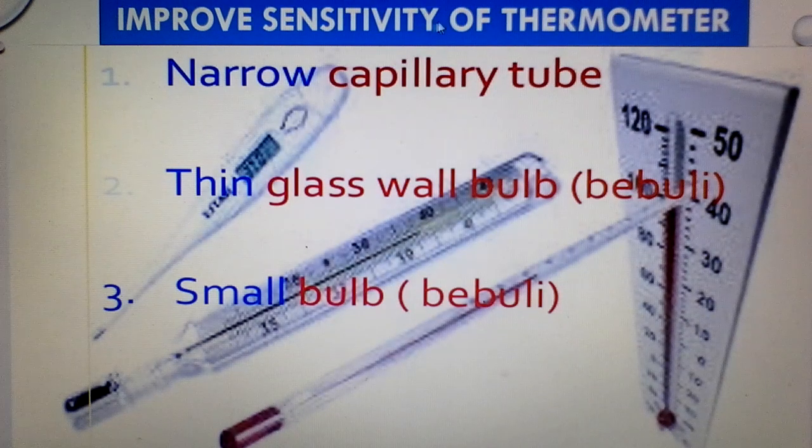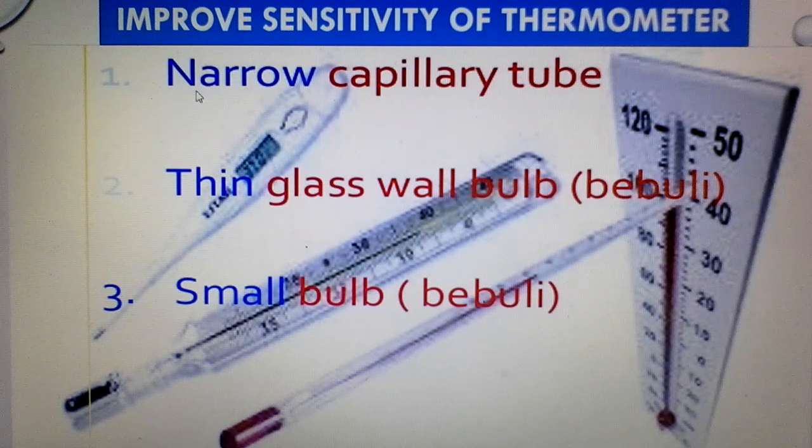So to improve the sensitivity of the thermometer, what is sensitivity? Meaning the thermometer is able to respond to a very small change in temperature. You can see the mercury column rises longer for a smaller change in temperature. That one we call the sensitivity of the thermometer.